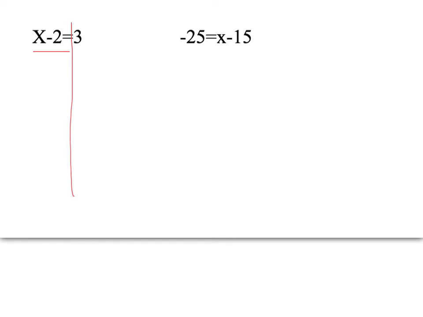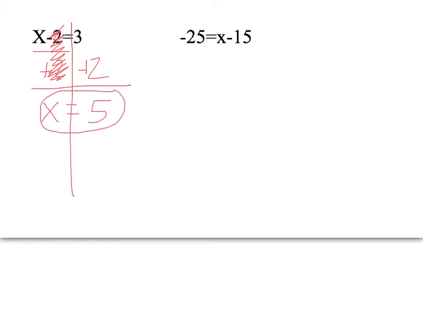Okay, subtraction is the opposite of addition. So in order to move a subtraction problem, we are going to add. So add 2 to both sides. Negative 2 or minus 2 plus 2 is 0. And x plus 0 is just x. So x is now by itself. We moved the 2 to the other side. Anything you do to one side, you have to do to the other. So 3 plus 2 is 5, so the answer here is that x equals 5.